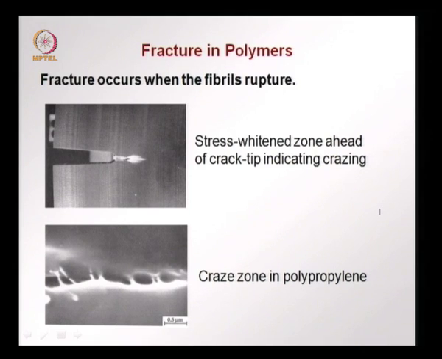Some more pictures: on the top we see the stress whitened zone or the crazing zone near the crack tip, and closer we see the craze zone in polypropylene. So you see the fibrils here, the voids, and this is now the craze zone.